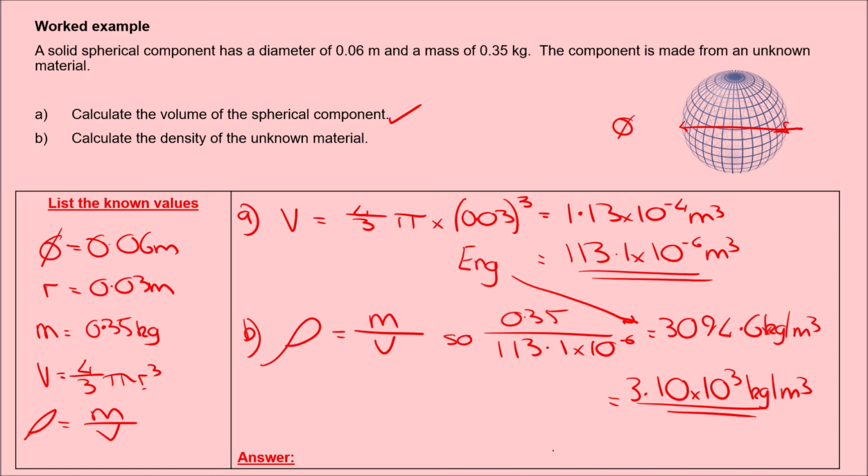So I'm just going to make sure I write my answer down next to where it says answer. So I've got 3.10 times 10 to the 3 kilogram meter cubed. Good habit to get into. Where it says answer, just write your answer next to it.